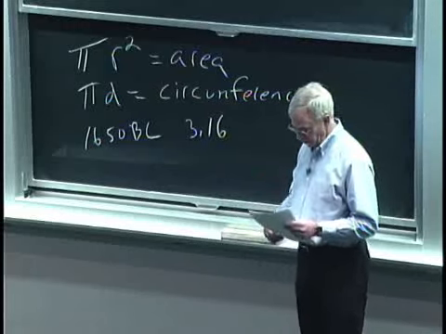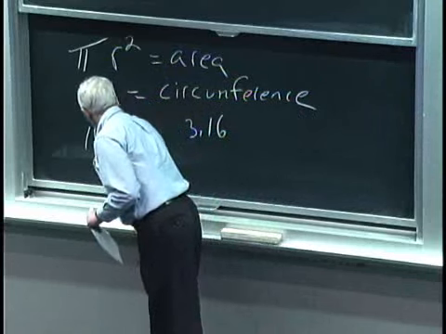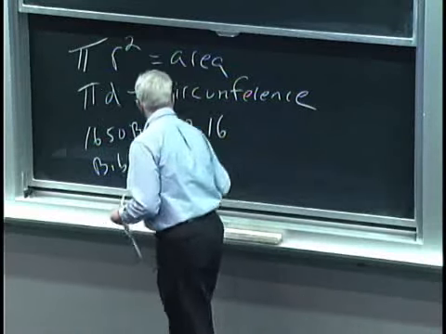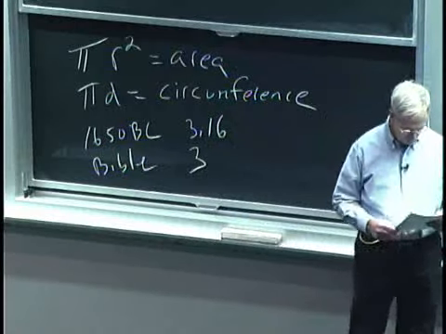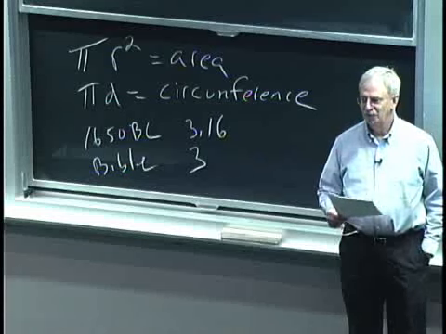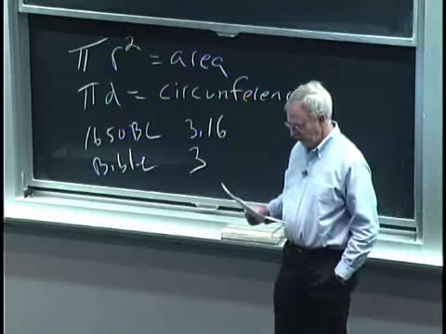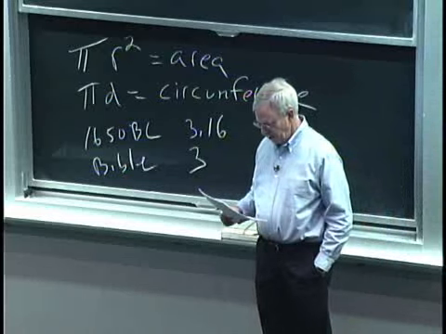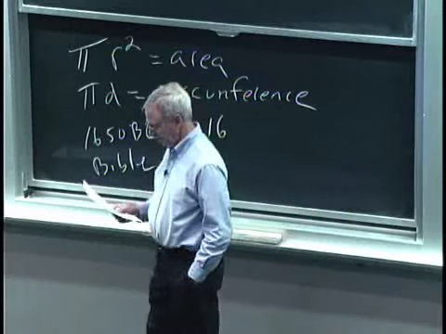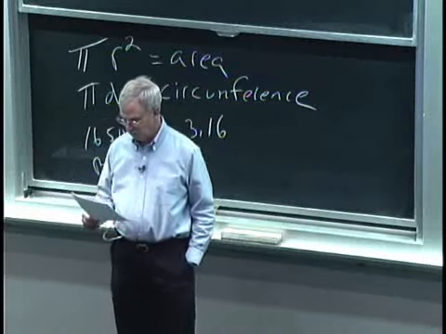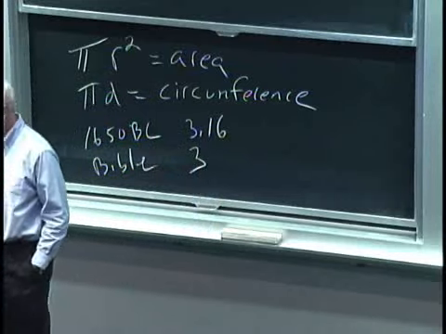Many years later, about 1,000 years later, the Bible said pi was 3. And I quote, this is describing the specifications for the great Temple of Solomon. He made a molten sea of 10 cubits from brim to brim, round in compass, and 5 cubits the height thereof. And a line of 30 cubits did compass it round about.